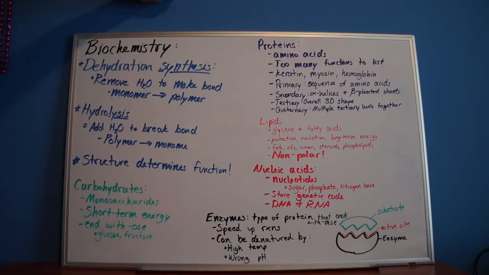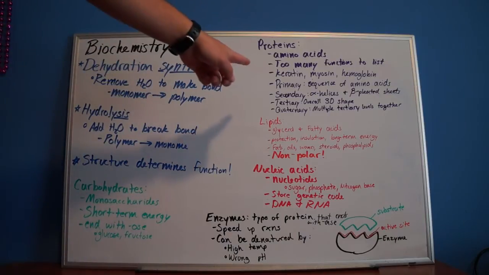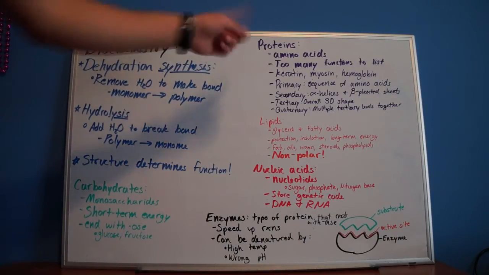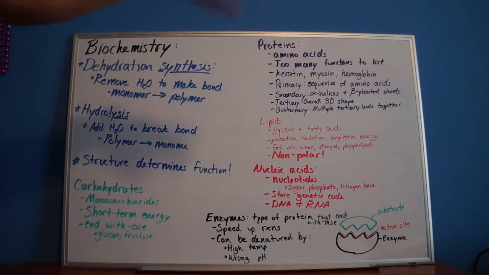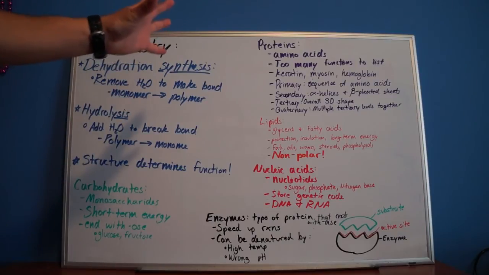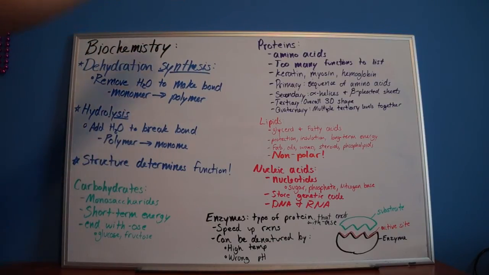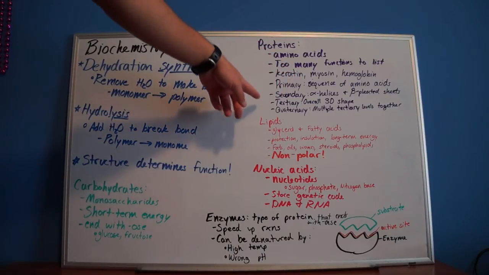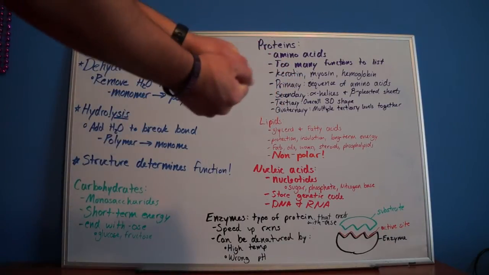They have the 4 different levels of structure. So there's primary, which is the sequence of amino acids. Secondary are the alpha helix, so those spirals, and the beta pleated sheets, those little kind of bendy parts. Tertiary is the overall 3D shape, so it either looks like a glob or it could be like a fiber looking thing. And then quaternary, the 4th level, is multiple tertiary levels put together, so it's like when they stuck 2 little parts together.